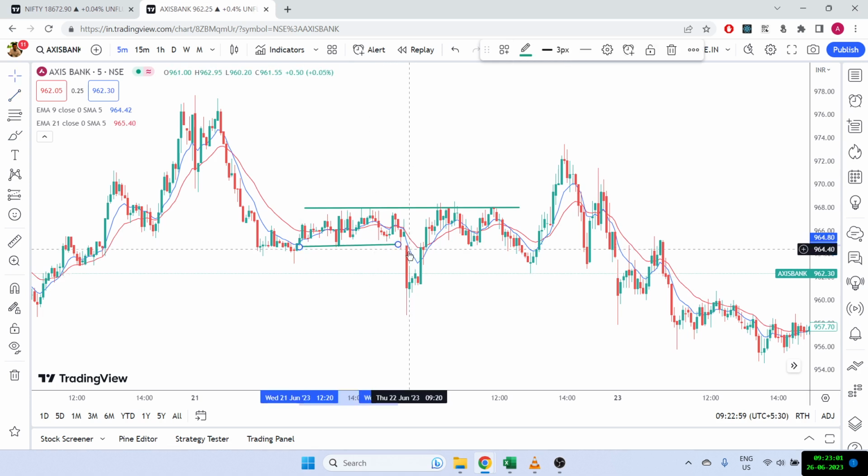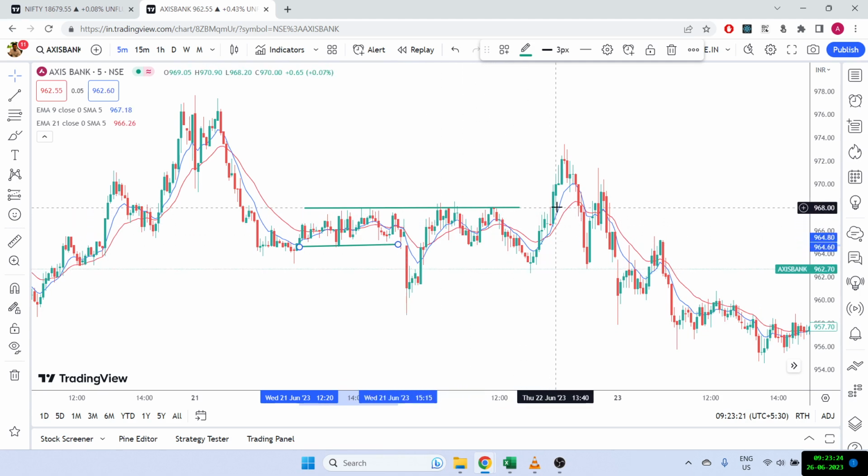Okay, so I would have taken an entry here, but again, this is a very big candle. Because of that, I might have to skip this trade. Otherwise, it would have been a good trade. I mean, it would have obviously hit a stop loss, but I would have taken a trade here. But the candle is too big, so I'll probably skip this.